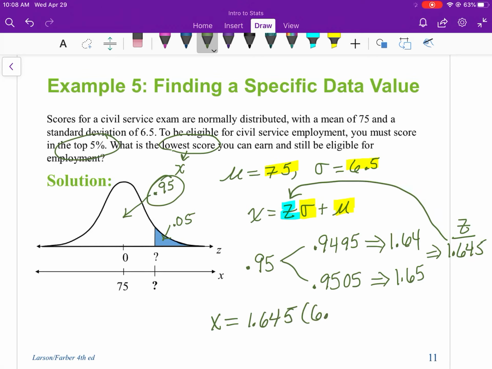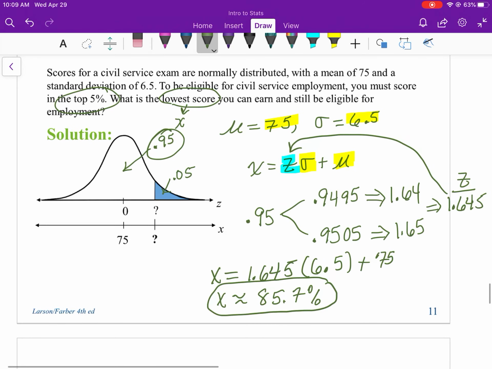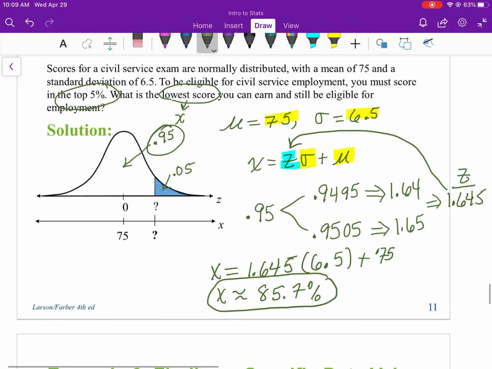That Z-score is going to go right here, times my standard deviation plus the mean. That's about 85.7. So if you want to be eligible for employment, you have to score higher than that.